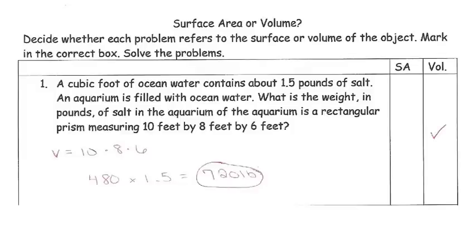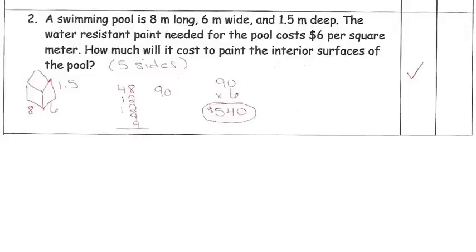For problem number 1, this is talking about you're having to calculate the volume. So first you have to find the volume, and then you have to multiply it by 1.5, and so your answer is 720 pounds. For problem number 2, this is the surface area word problem. You have to find the surface area of the 5 sides, which is 90, and then you have to multiply it by $6, and so your final answer is $540.